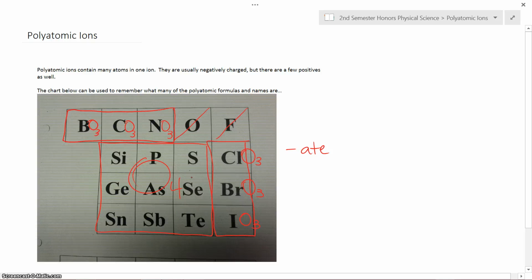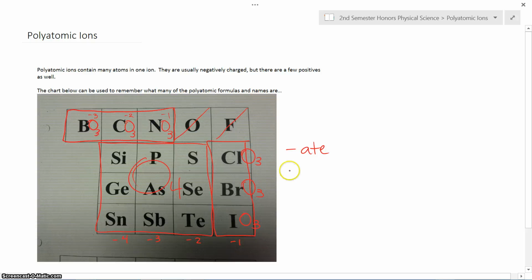Now to be ions, you have to have a charge as well. So borate has a -3 charge, carbonate has a -2, and nitrate has a -1. The rest of these down here on the bottom, these bottom 3 rows, are actually the same charges as your periodic table. So we've got -4, -3, -2, and -1 for everything, for the 3 rows that are above each of those. So there you have 15 polyatomic ions that all have the ending ATE.